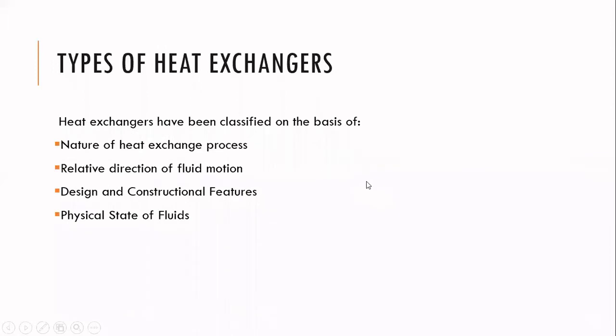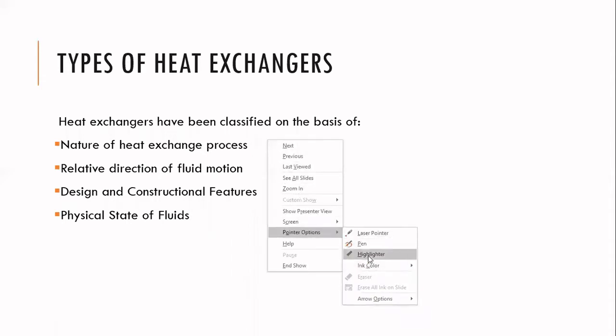Next, we are going to see what the different types of heat exchangers are. Heat exchangers might be classified on different bases. The first basis of classification would be nature of heat exchange: whether during the heat exchange the fluids are in direct contact with each other, or they are not in direct contact with each other.